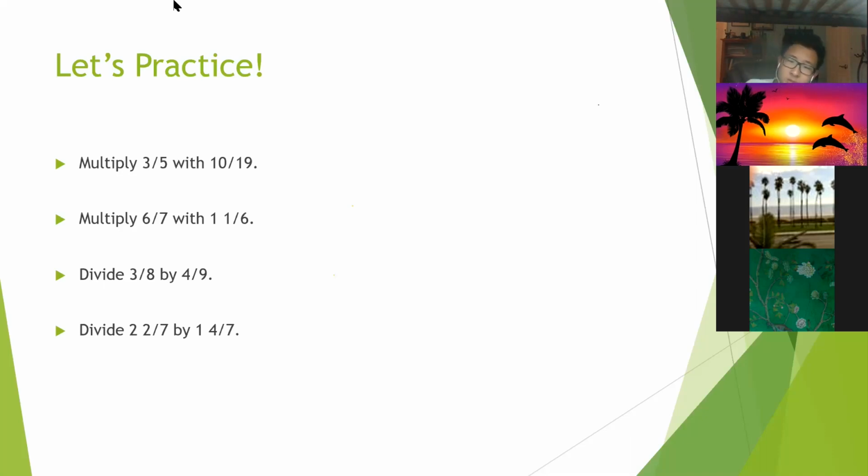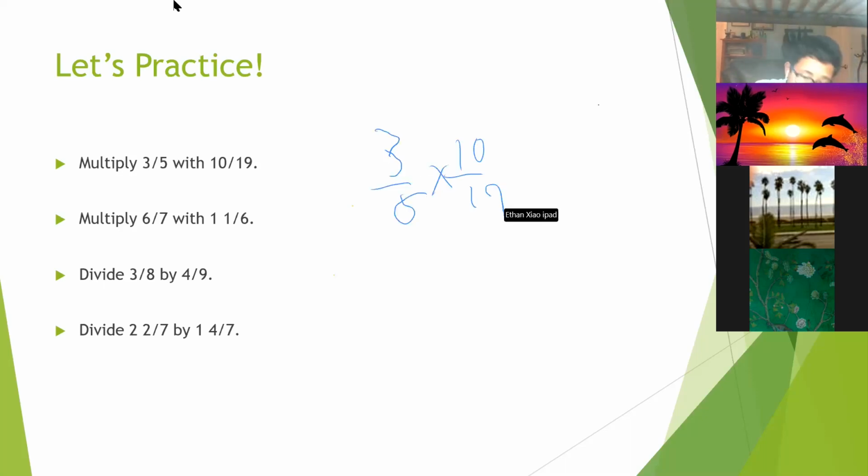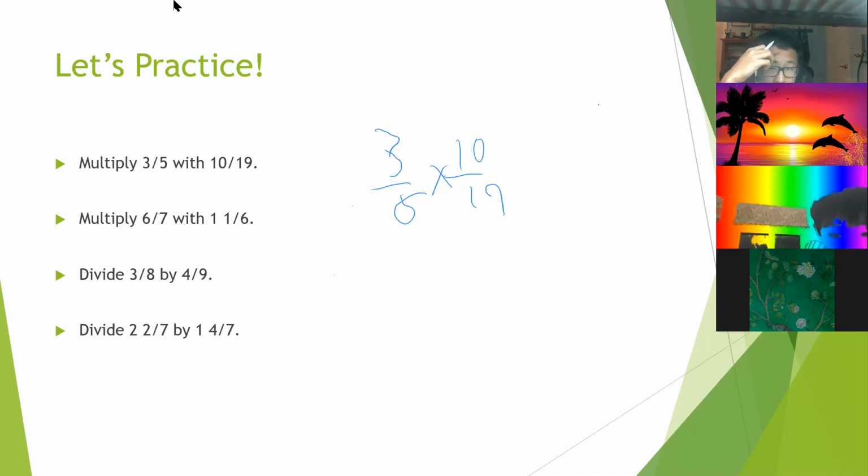Okay, some of you are done with the first one. I'll just go over that one real quick. Multiply 3/5 with 10/19. I'll just write it like this. So what we do here is look at the numbers across from each other. First, we have 3 and 19. Those don't share any factors except for 1, so we can't do anything about those.